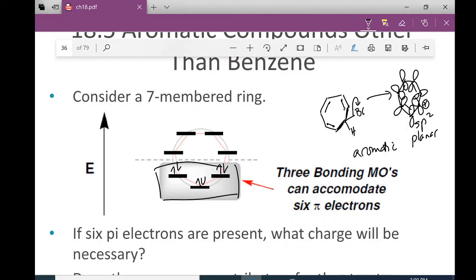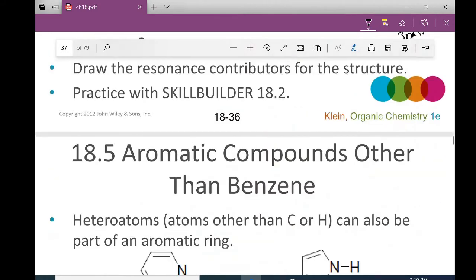Does it meet the criteria for aromaticity now? Yes. It's all in a ring. It's sp2 hybridized. So it's planar. It's in a ring, it's sp2 hybridized, and it has 6 pi electrons, which means that it meets Huckel's rule for 4n plus 2, where n in this case is equal to 1. Or we have an odd number of electron pairs. 1, 2, 3 pairs means that it can be aromatic. So this molecule is aromatic.